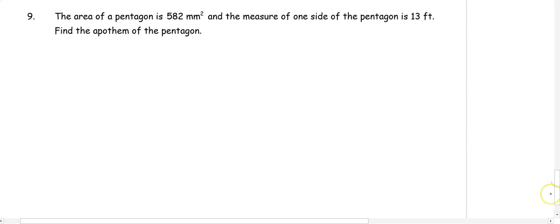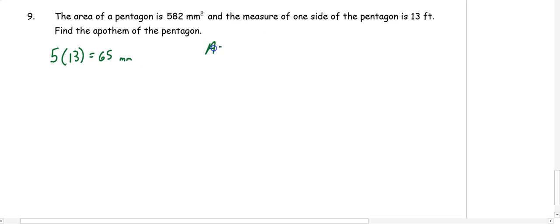In number 9, the area of the pentagon is 582 millimeters squared. The measure of one side of the pentagon is 13. Find the apothem of the pentagon. So if it's a pentagon, remember that's 5 sides, so 5 times 13. When I do 5 times 13, my perimeter is 65 millimeters.